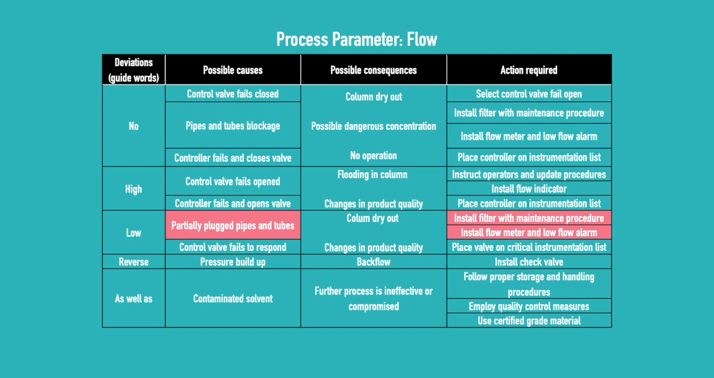This may be due to partially plugged pipes and tubes. Hence, a filter, flow meter, and low flow alarm can be installed. Failure to respond of the control valve is also possible, so the valve can be placed on the critical instrumentation list.